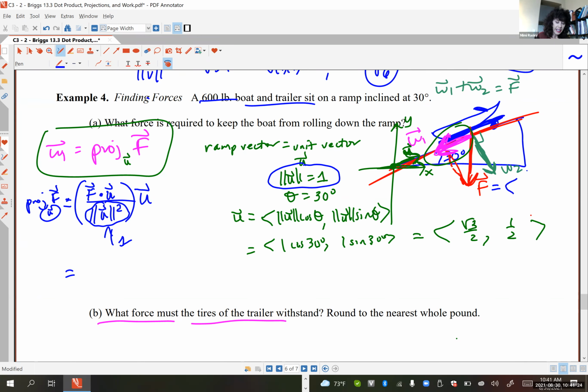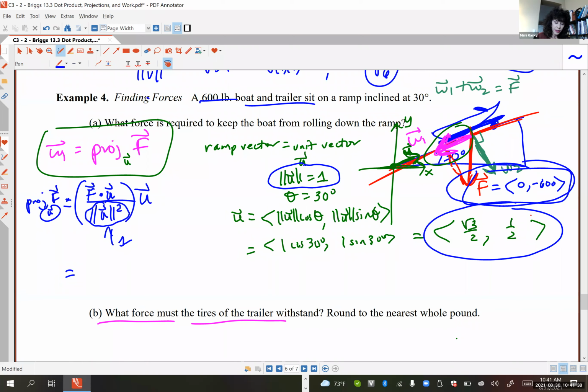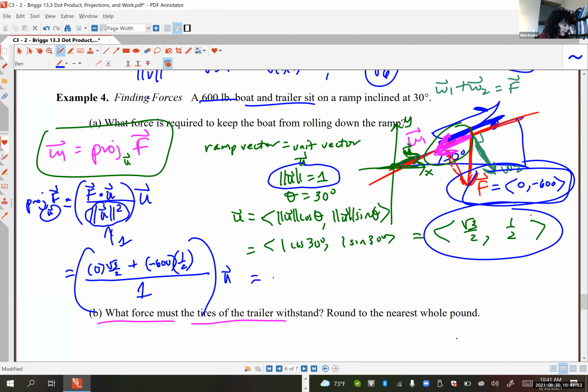Because it's headed straight down, and they told us that the weight is 600 pounds, the component form is 0, negative 600. So when we take the dot product of these two vectors, you're going to have 0 times square root of 3/2, which is 0, and then negative 600 times 1/2, all over 1 times the vector u. And so the dot product is going to end up being negative 300. And you're going to multiply it with this unit vector.